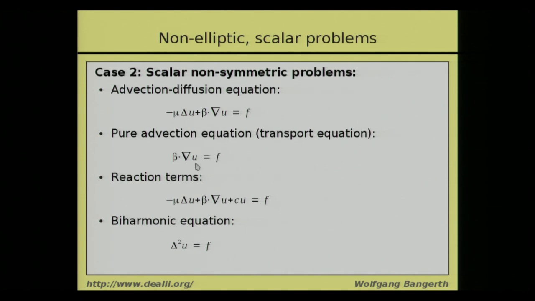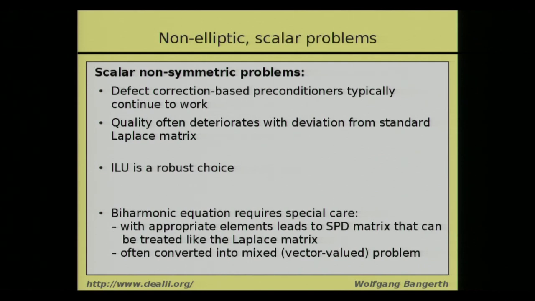Of course, we could also look at the pure advection equation, the transport equation, or we could add to this equation reaction terms, and so on and so forth. So there are multiple variants of these sorts of equations that all lead to non-symmetric problems. Similarly, if you take the biharmonic equation and you apply to it a particular scheme that involves not just the solution variable u, but also an auxiliary variable, then you also end up with non-symmetric problems. For these sorts of cases, the defect correction based preconditioners that we had typically continue to work.